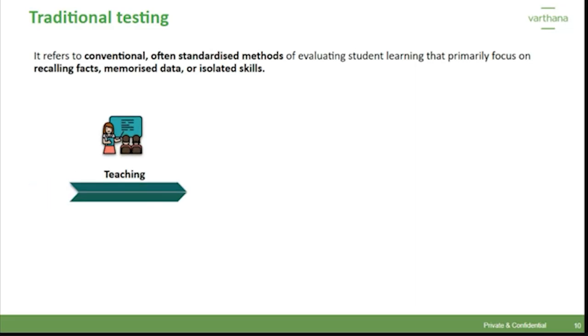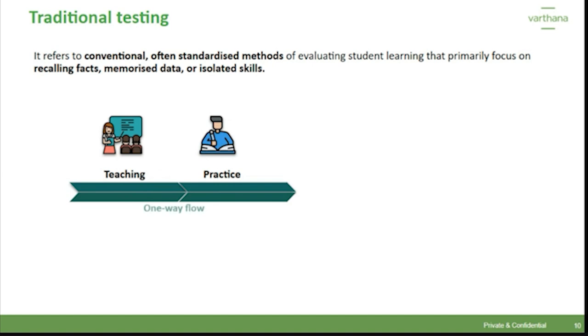Here we can also see this with a few graphs. First, we teach our students in traditional testing, and then they practice whatever the teacher has taught them. Here you can see this is a one-way flow where the teacher teaches, and the student learns and performs whatever exercise is given, but there is no reverse flow where they can exchange their thoughts with the teachers.